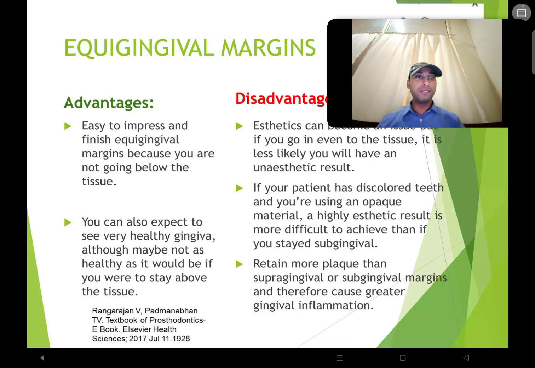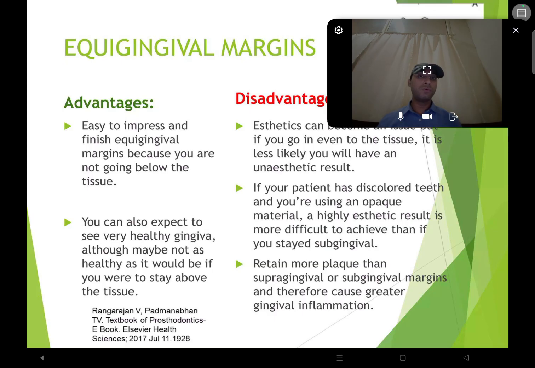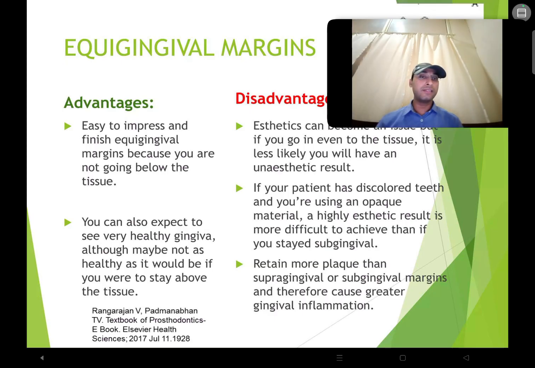What will be the disadvantages of the same? Aesthetics can become an issue, but if you go in even to the tissue, it is less likely that you will have an aesthetic result. If your patient has discolored teeth and you are using an opaque material, a highly aesthetic result is more difficult to achieve than if you stayed subgingival, because it is a bit difficult to match the shades. They retain more plaque than supragingival or subgingival margins, and therefore it may cause greater gingival inflammation.